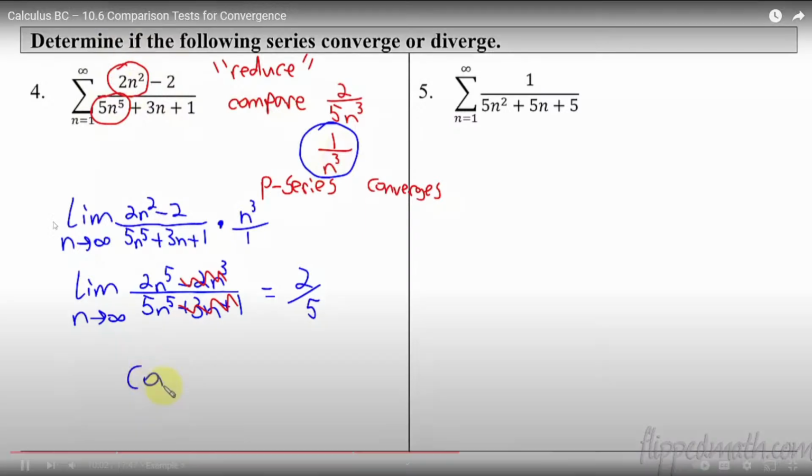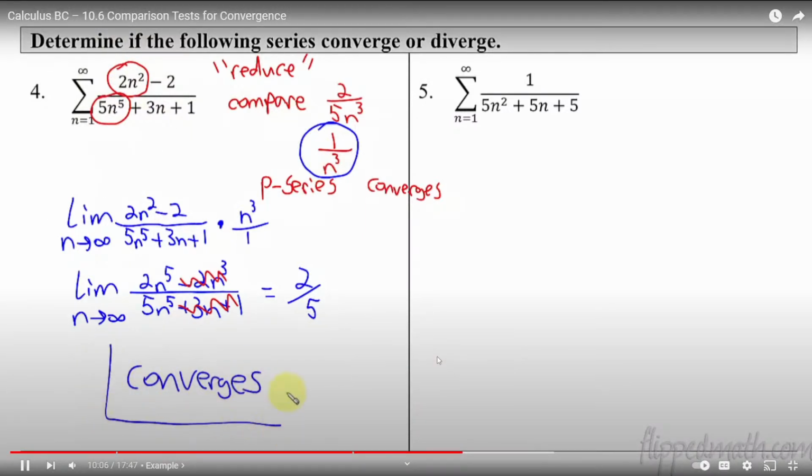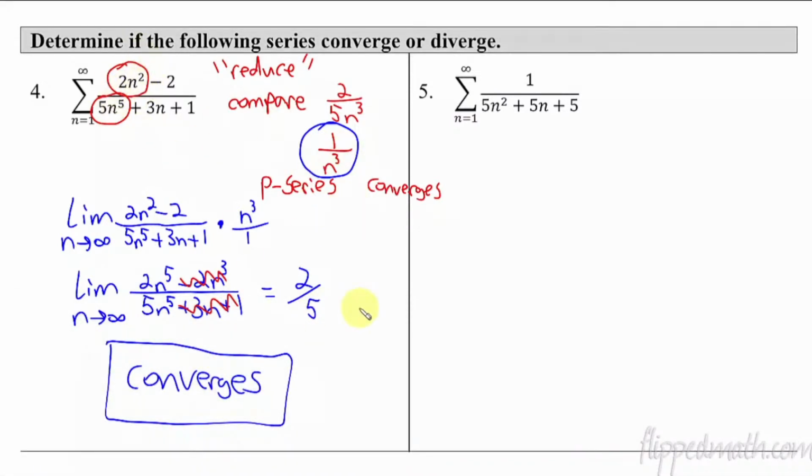So our answer is that our original series converges. Sometimes in my answer key, I might have put both converge, but it's the same thing. You know, we're just saying if they both converge, then this one is obviously converging as well.